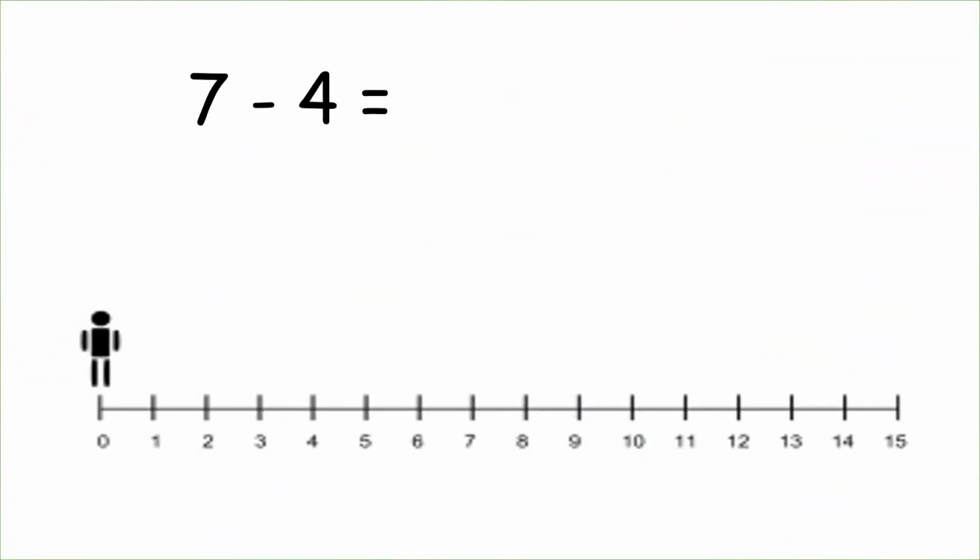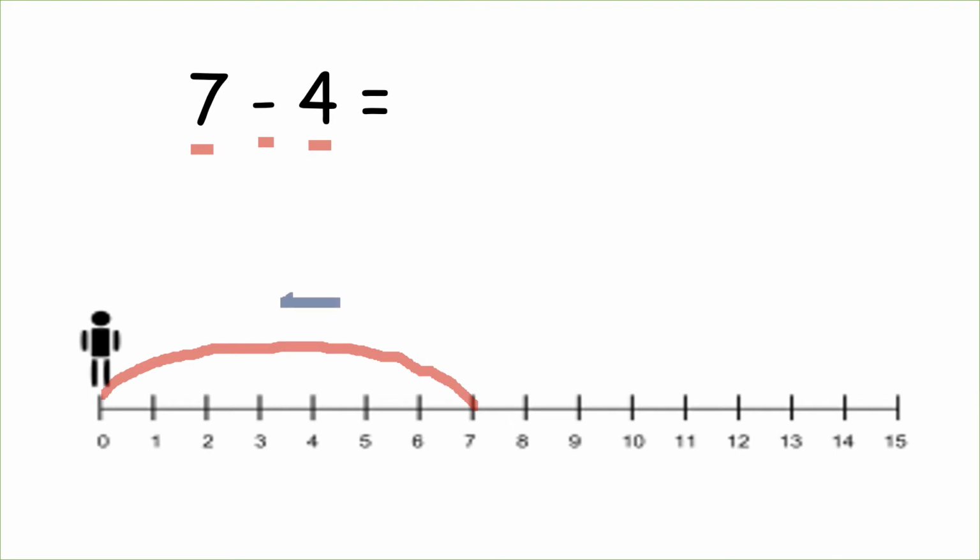Right, let's look at this sum. So here we have 7 take away 4. So the first number is 7. So what do we do? We jump from 0 straight to number 7. So it's a big jump. We go to number 7. And then the sum says to take away or to subtract 4. So we are taking away, therefore we are going to move backwards.